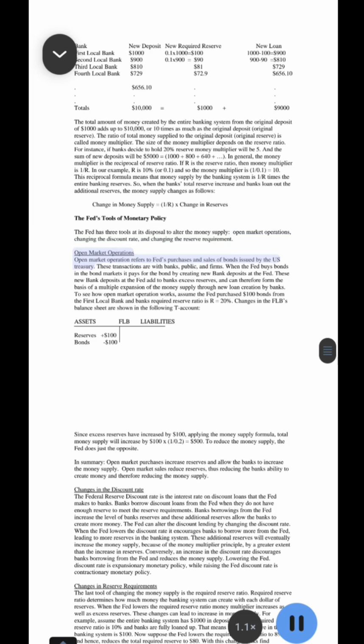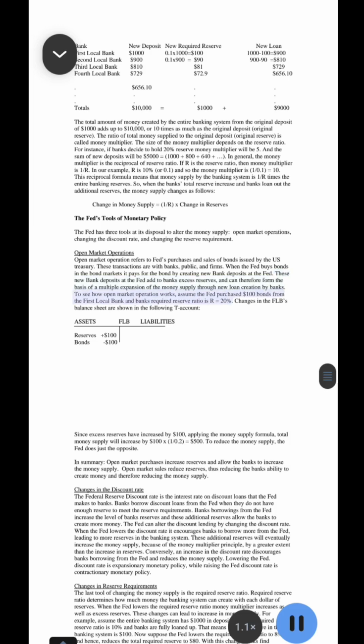Open market operations. Open market operation refers to the Fed's purchases and sales of bonds issued by the U.S. Treasury. These transactions are with banks, the public, and firms. When the Fed buys bonds in the bond markets, it pays for the bonds by creating new bank deposits at the Fed. These new bank deposits at the Fed add to banks' excess reserves, and can therefore form the basis of a multiple expansion of the money supply through new loan creation by banks.